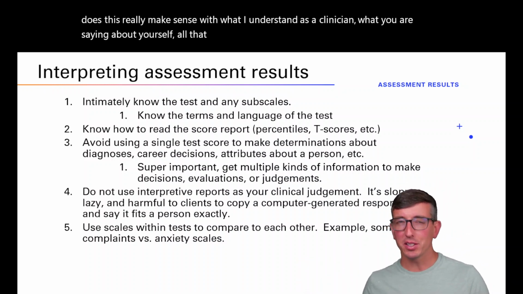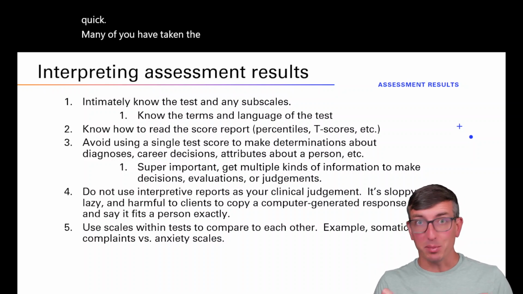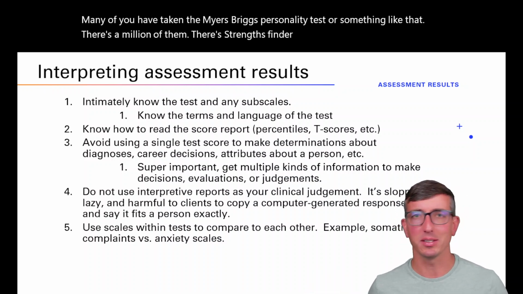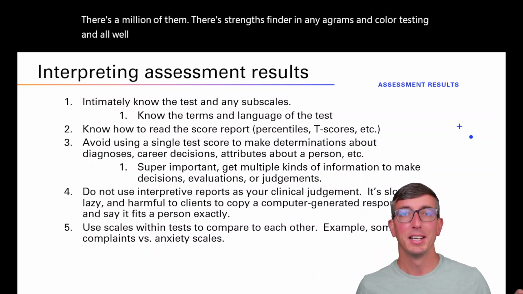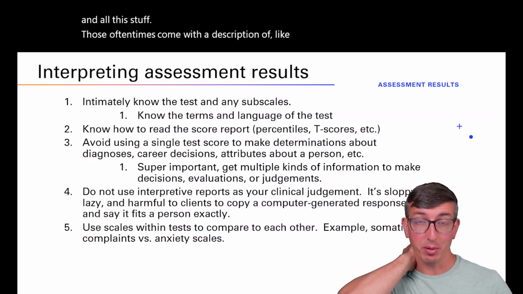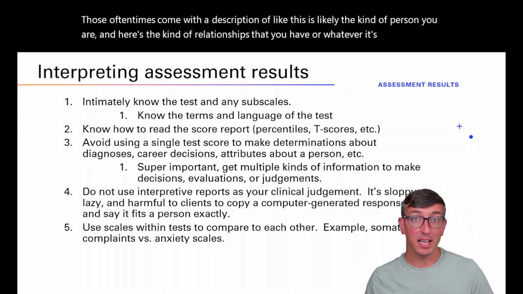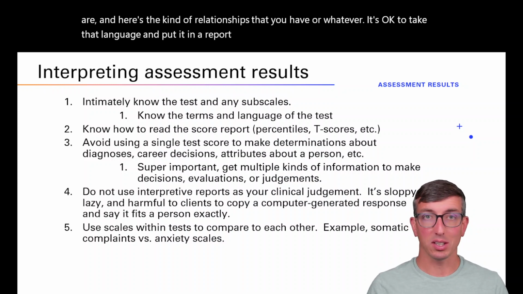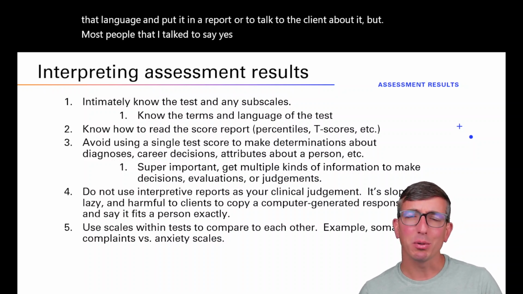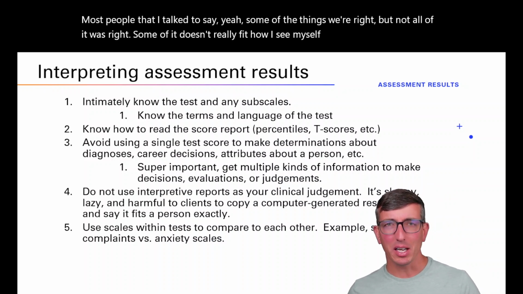Here's another example I'll give you real quick. Many of you have taken the Myers-Briggs personality test or something like that. There's a million of them. There's StrengthsFinder and Enneagrams and color testing and all this stuff. Those oftentimes come with a description of, this is likely the kind of person you are, and here's the kind of relationships that you have or whatever. It's okay to take that language and put it in a report or to talk to the client about it, but most people that I talk to say, yeah, some of the things were right, but not all of it was right. Some of it doesn't really fit how I see myself or who I think I am.